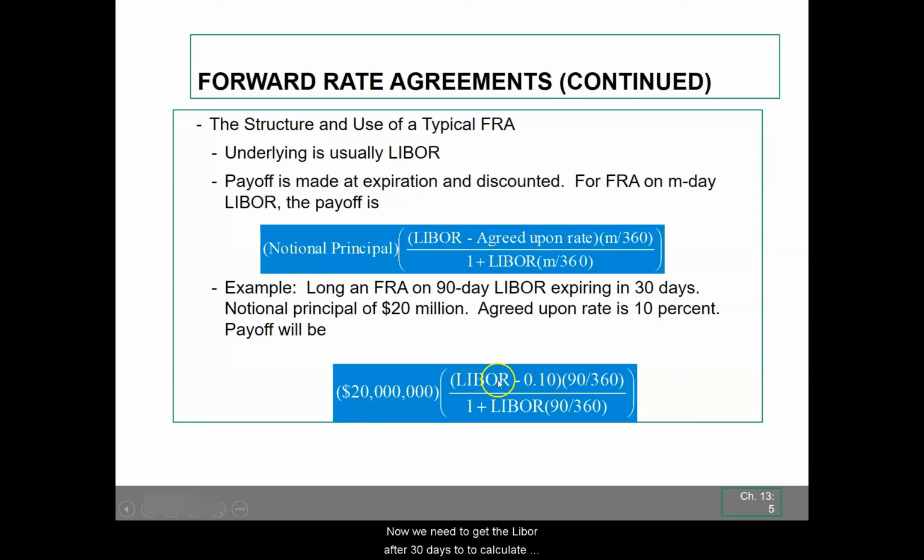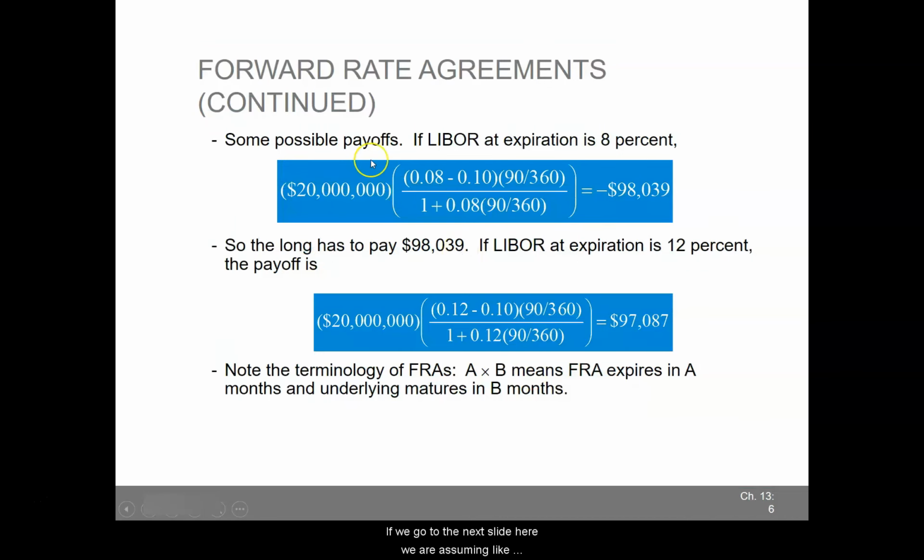Now we need to get the LIBOR after 30 days to calculate any gain or loss on this contract. If we go to the next slide, here we are assuming, let's suppose, the LIBOR at expiration is 8%. Now, as a borrower, you fear that interest rates would rise in future, and you have entered into an FRA contract to borrow at 10% in 30 days.